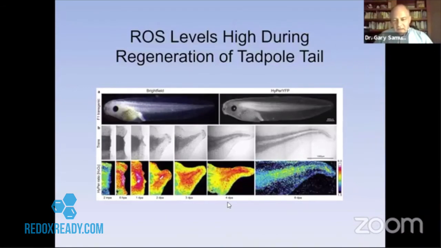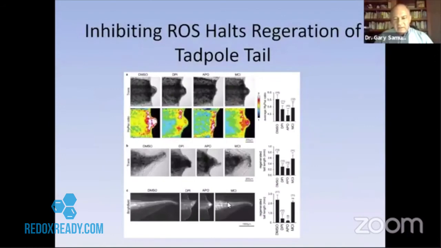In fact, without that, what they did also is they took antioxidants and got rid of the oxidants for the regeneration process, and the tail did not regenerate. So the oxidation, the redox signaling molecules were absolutely essential in the regeneration of tissue.